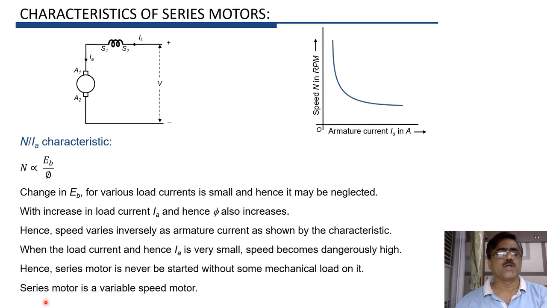Now, the series motor, you can see here, is not a constant speed motor. It is a variable speed motor. Its speed varies with change in load current.